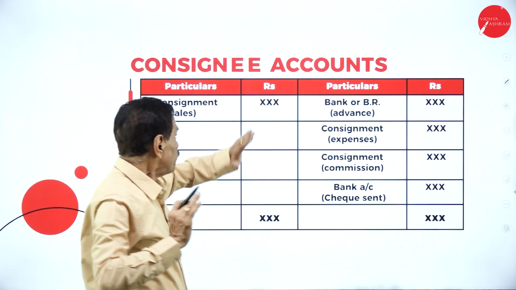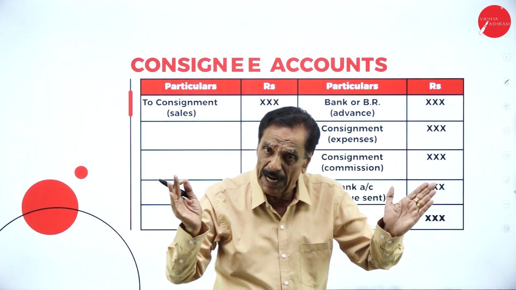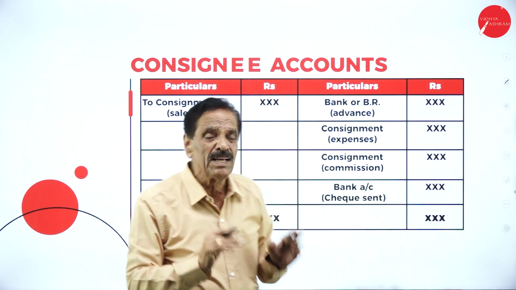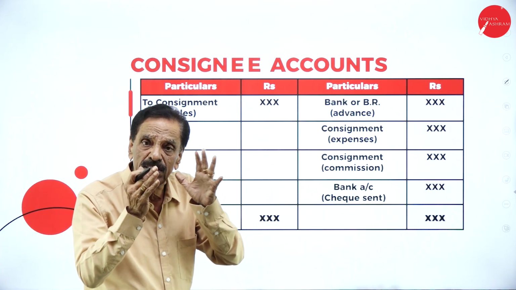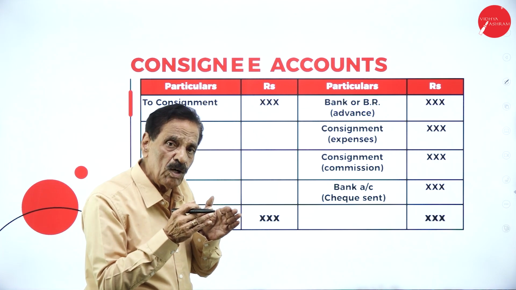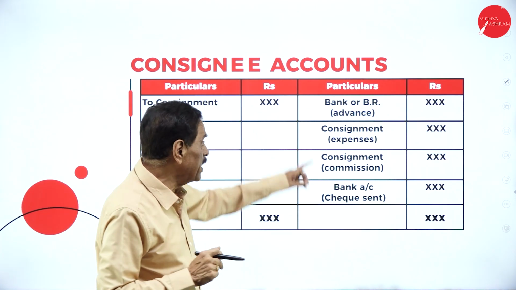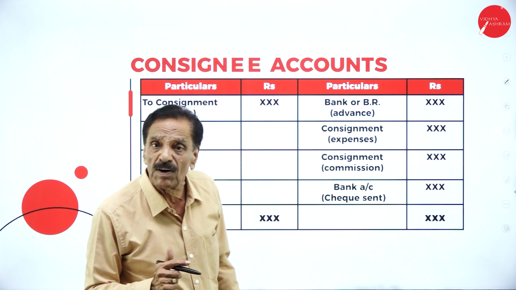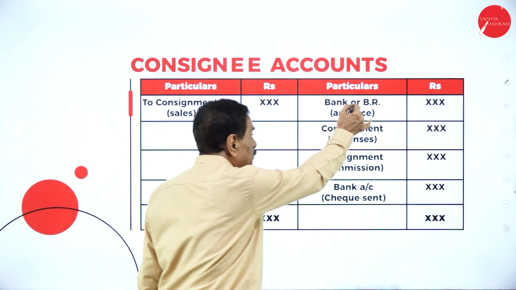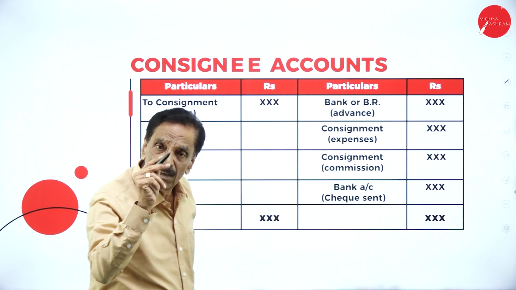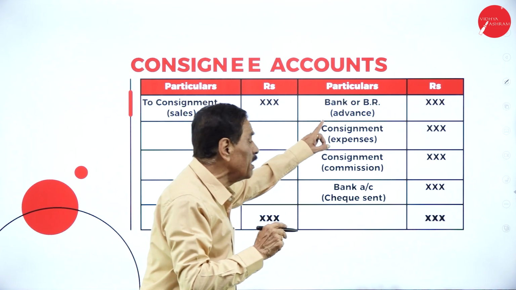I will repeat. When the sales have been made, the entire sales amount lies with the consignee. What he will do now: he has given some advance either in the form of a cheque or in the form of a bill. If given in the form of a bill, it is called BR. If given in the form of a cheque, it is called bank.